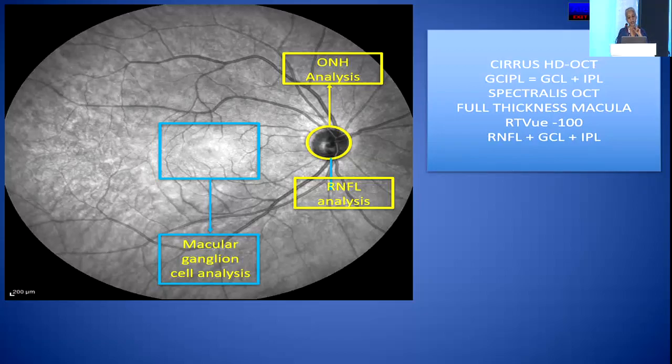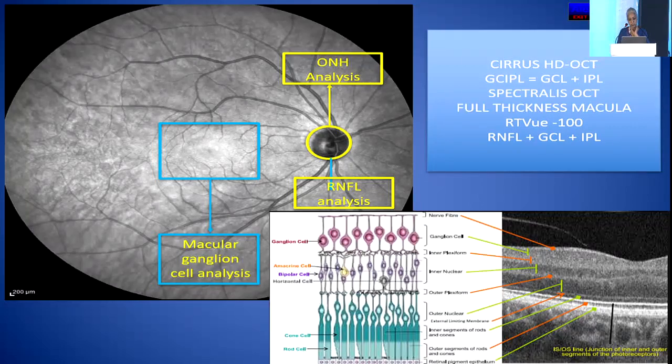What do we actually look at when we look at an OCT? We look at an optic nerve head analysis, a peripapillary RNFL analysis, and a macular ganglion cell analysis, and again this is what differs from machine to machine.